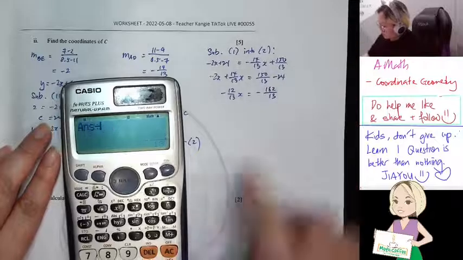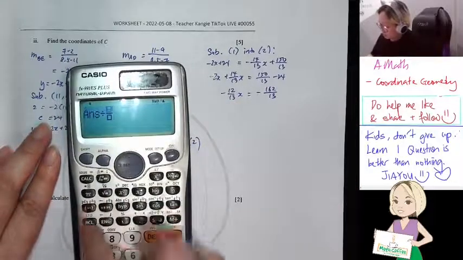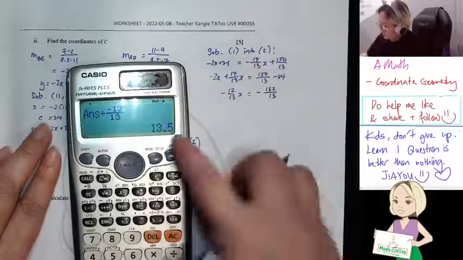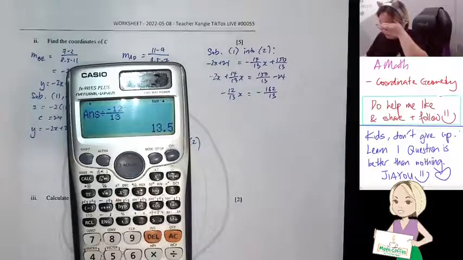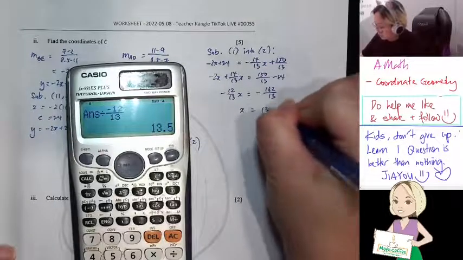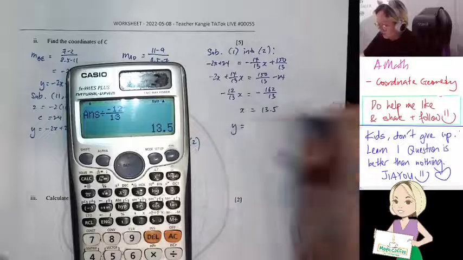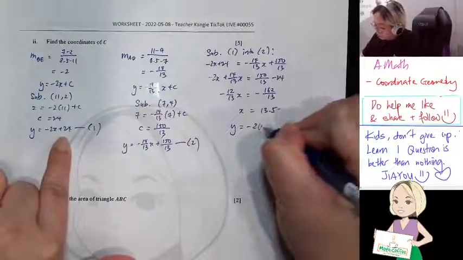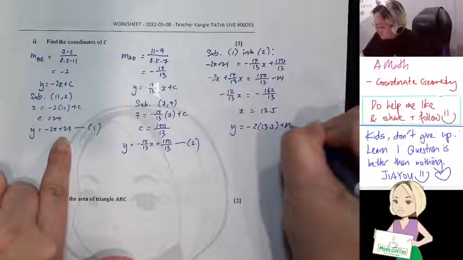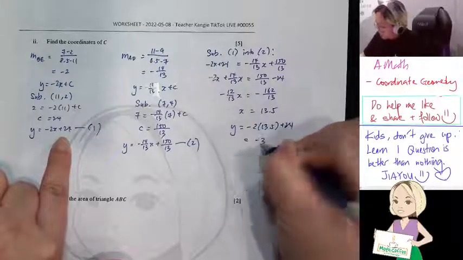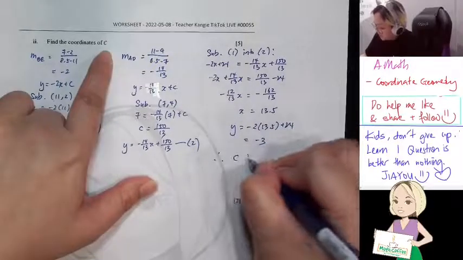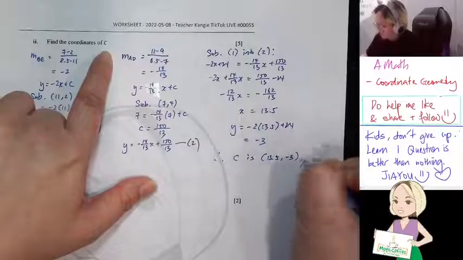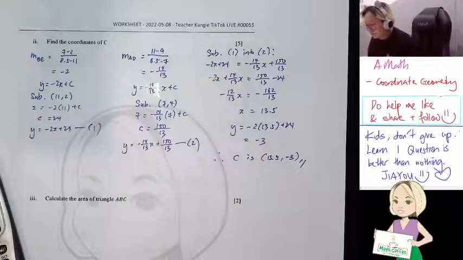I'm going to divide it by minus 12 over 13. So that gives me 13.5. So my x equals 13.5. For the y, I shall use the simpler equation. So it's minus 2x plus 24 and I get minus 3. Therefore my point C is 13.5 comma negative 3. Done.